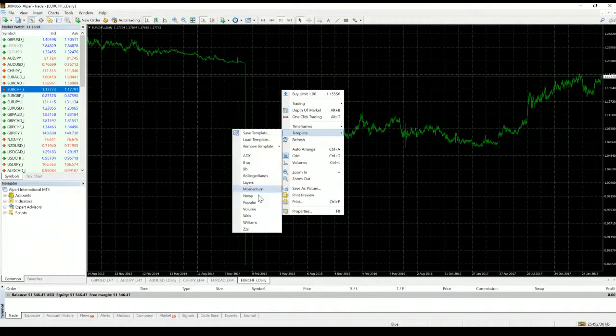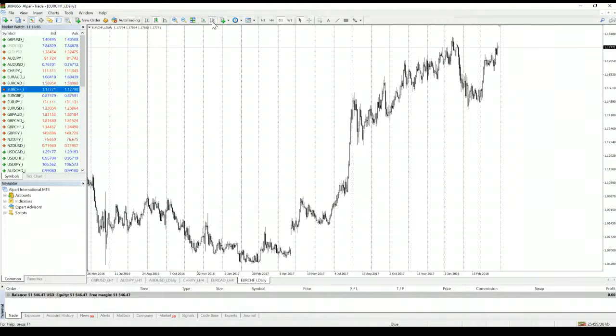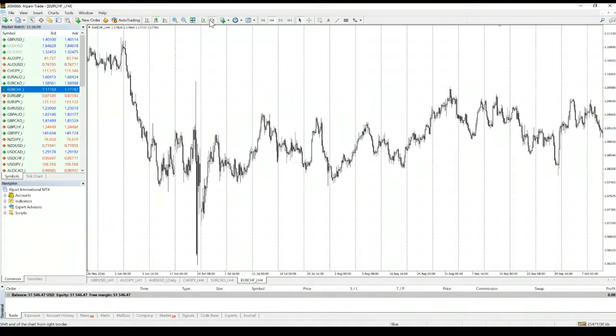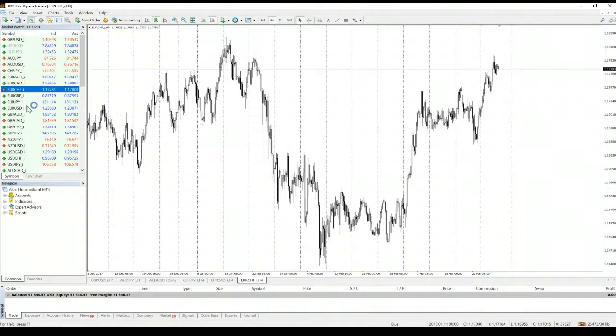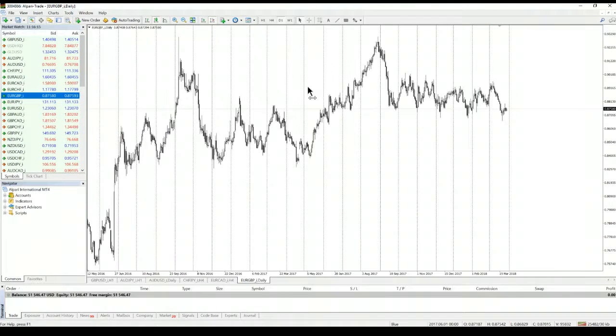Euro to Swiss franc. On a daily chart, not particularly interesting. I don't like the situation here. I don't like the situation here either. I'm not bothered to analyze it.